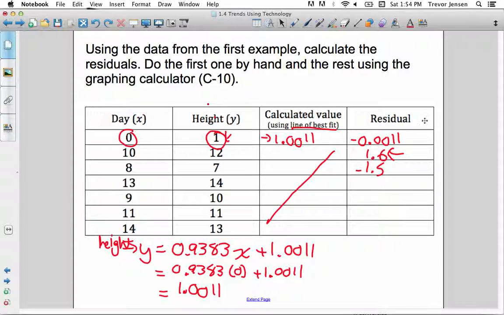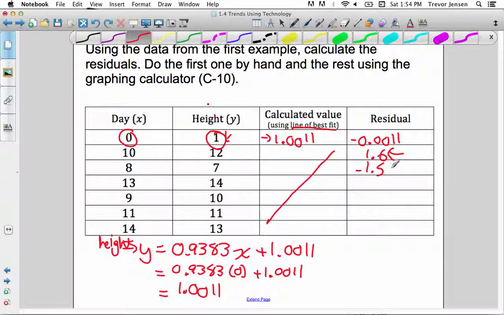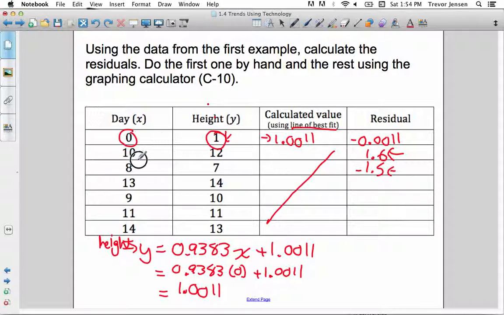If we look at the next residual value, negative 1.5, it means that on day 8, the height of the plant was 7. This residual value of negative 1.5 tells us that a height of 7, okay, is 1.5 centimeters lower than the height we would expect from our line of best fit. So it's 1.5 centimeters below our line of best fit.